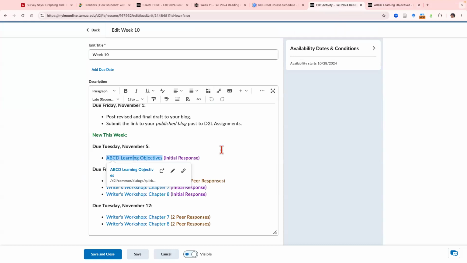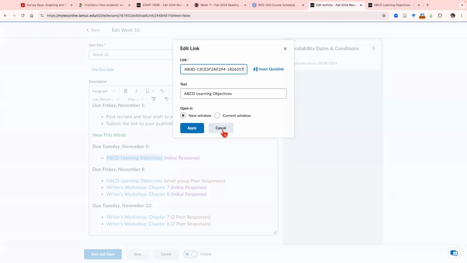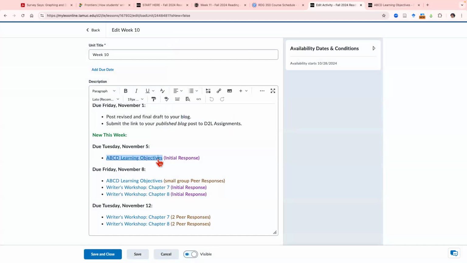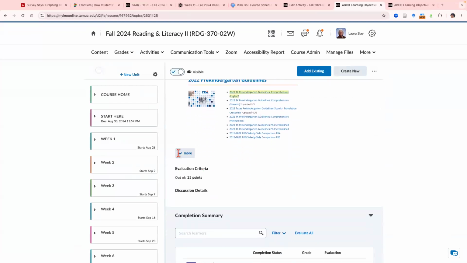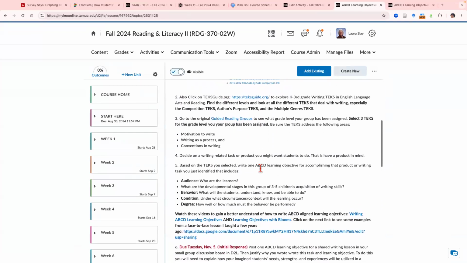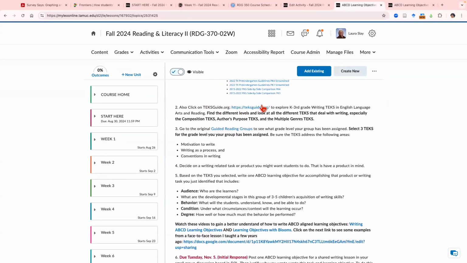So let's go back and look at what we had here. We were talking about the ABCD learning objectives. Let's click on that one more time. Whoops, I didn't mean to click on that. Let's try it one more time. Here we go. And we're going to scroll down so you can see the rest of the prompt. Okay, so we just talked about you taking a deep dive into the TEKs and reading them, getting your head wrapped around it.